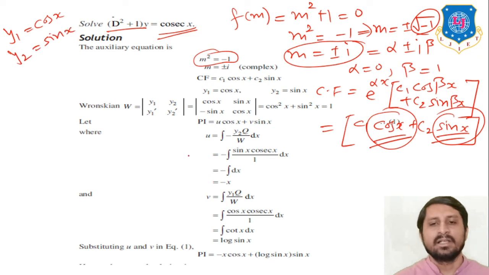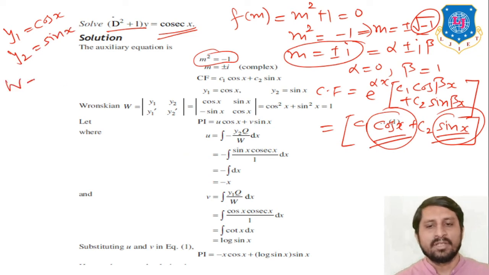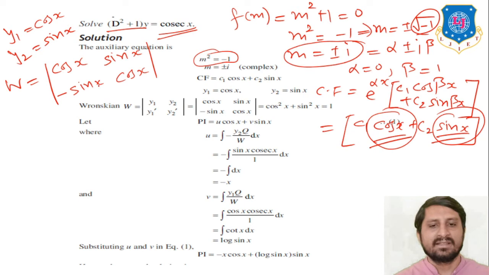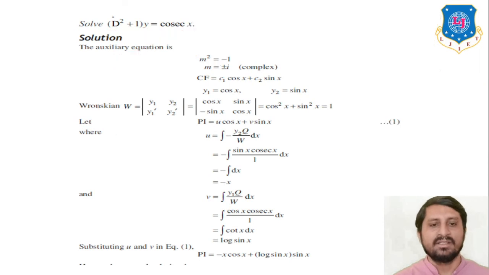Now for the Wronskian determinant: cos x, sin x, differentiation of cos x, that is minus sin x, differentiation of sin x, that is cos x. So cos square x plus sin square x, and the Wronskian determinant we get is 1. Clear? Now put all these values in the equation.